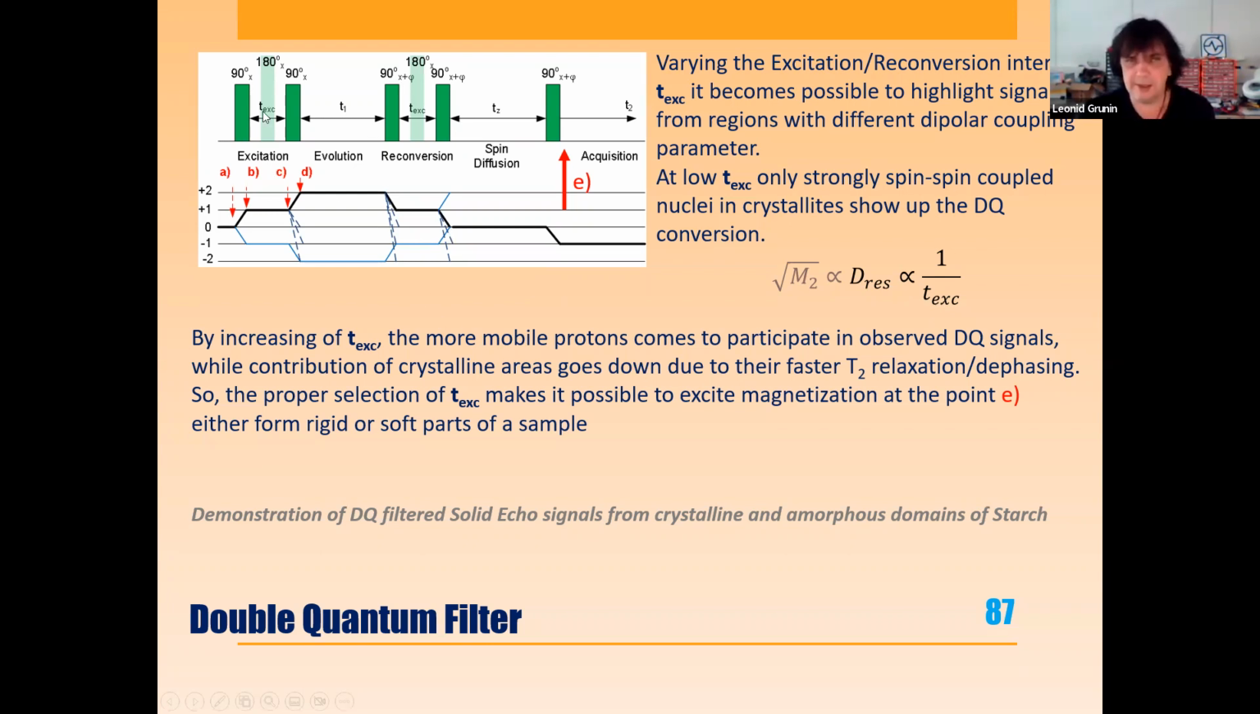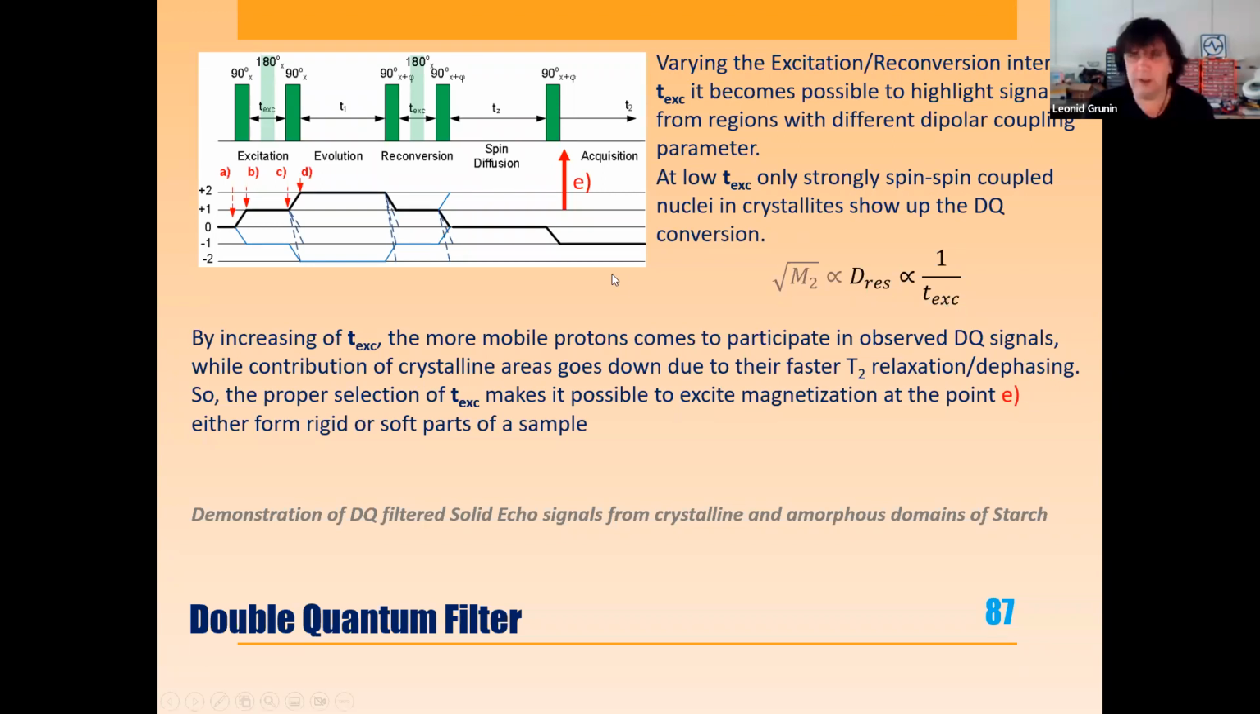As I mentioned to you before, this time of excitation, we vary it. To make the double quantum case, you need to have the transverse magnetization active. But we understand that strongly coupled dipolar systems, like crystallites, have quite short T2. It means that if we increase this excitation time, the contribution of these crystalline regions will initially be quite high, and then it will go down with the relaxation of crystalline magnetization. So by increasing excitation time, we are going to make a kind of scanning filter.